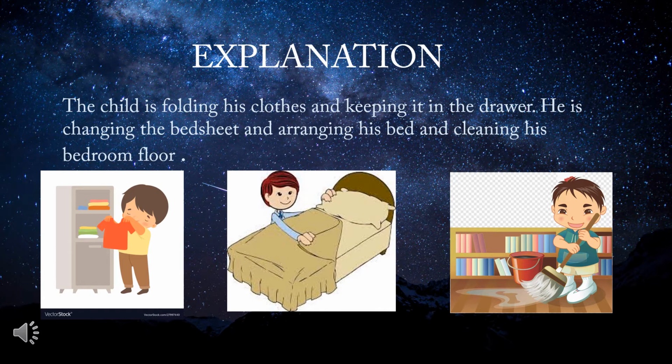The child is folding his clothes as you can see in the first picture and he is keeping it inside the drawer. In the second picture, he is changing the bed sheet and arranging his bed. And in the third, you can see him cleaning his bedroom floor. The child is happily doing all these household activities. This is the first stanza.